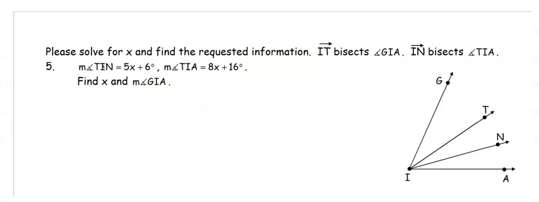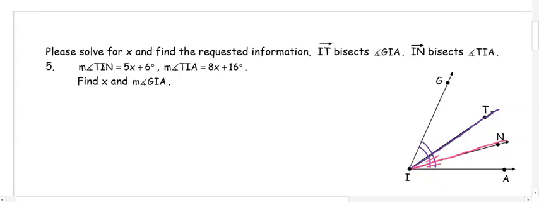Please solve for x and find the requested information. Ray IT bisects angle GIA, and ray IN bisects angle TIA. First of all, we know that IT bisects our larger angle, so it has split this angle into half and half. Then we have IN, which bisects that half into a fourth and a fourth.